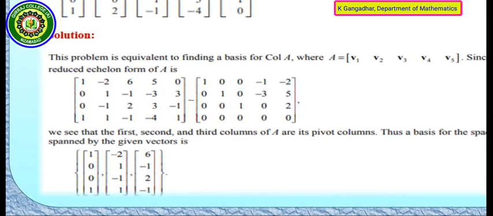So here we are getting the upper triangular form: 1 0 0 -1 -2, 0 1 0 -3 0, 0 1 0 2 0, 0 0 0. The last row elements are zeros. So the first, second, third columns have pivot positions, and these three columns are pivot columns. The fourth and fifth columns are linear combinations of these three columns. So these last two columns are called non-pivot or free columns. Therefore the first vector, second vector, third vector form the basis for the given vector space.